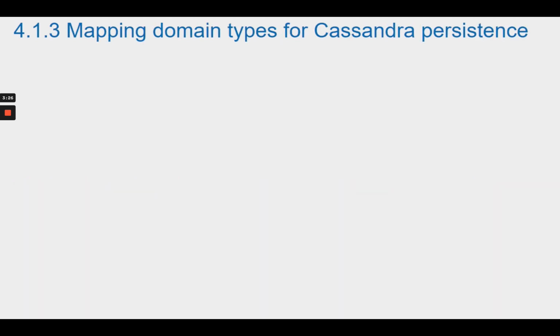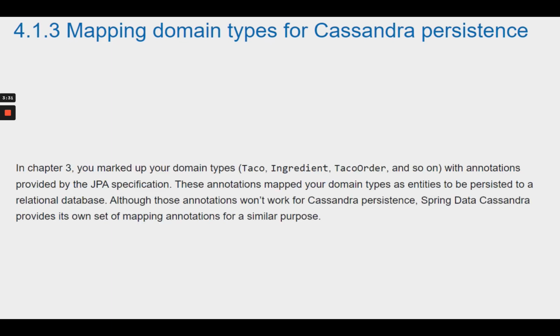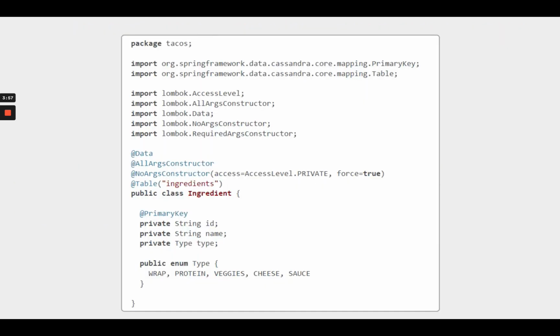Section 4.1.3 Mapping Domain Types for Cassandra Persistence. In Chapter 3, you marked up your domain types, Taco, Ingredient, TacoOrder, and so on, with annotations provided by the JPA specification. These annotations mapped your domain types as entities to be persisted to a relational database. Although those annotations won't work for Cassandra persistence, Spring Data Cassandra provides its own set of mapping annotations for a similar purpose. Let's start with the Ingredient class, because it's the simplest to map for Cassandra. The new Cassandra-ready Ingredient class looks like this.